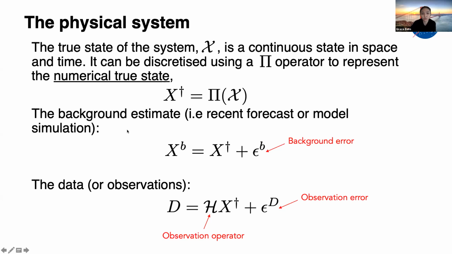The background estimate, which comes from the recent forecast or model simulation, can be written like this. So xb is the background estimate. It's equal to the sum of the numerical true state and some background error. The data or observations, on the other hand, can be written like this, wherein d is the data and it's equivalent to the product of the observation operator and the numerical true state plus some observation error. The observation operator is the link or the matrix that maps the numerical true state to your observation space.